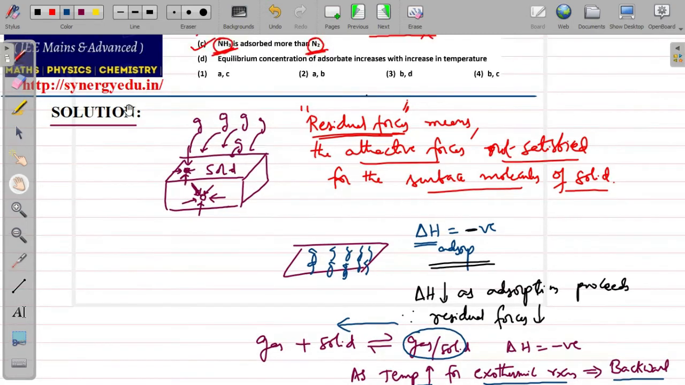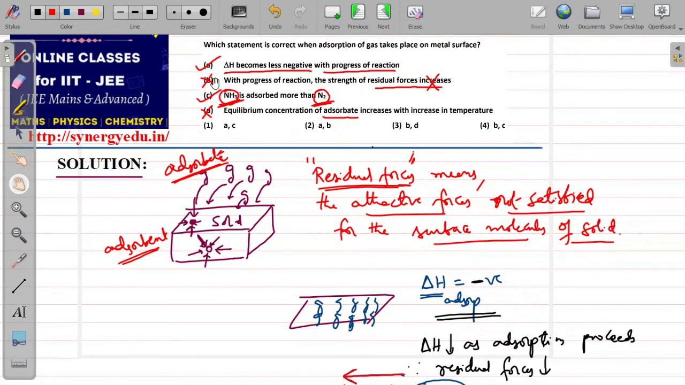So what they are saying here is the equilibrium concentration of adsorbate. Adsorbate means here the gas, the one which is getting adsorbed on the other substance, and this one is called the adsorbent. These are the technical terms in your NCERT. Now they say the adsorbate gas concentration increases with increase in temperature. How does it increase? When it moves in the backward direction, the gas adsorbed on the solid decreases. Therefore, this statement is also wrong. So the right statements are A and C.